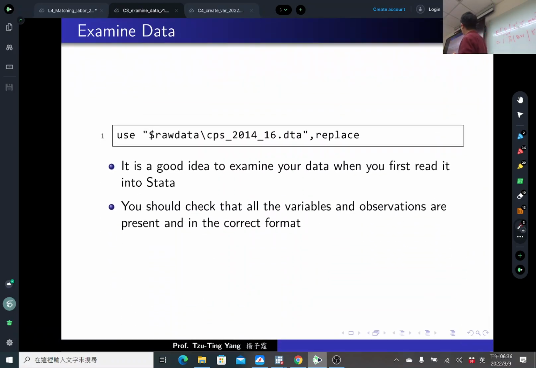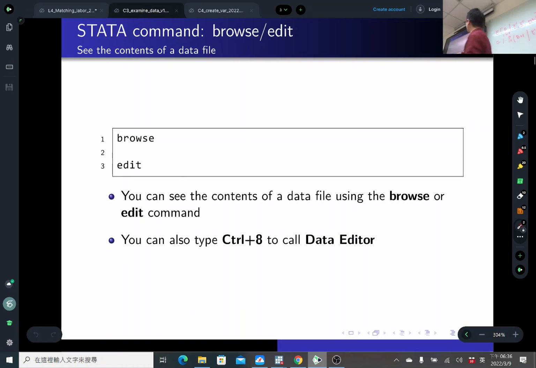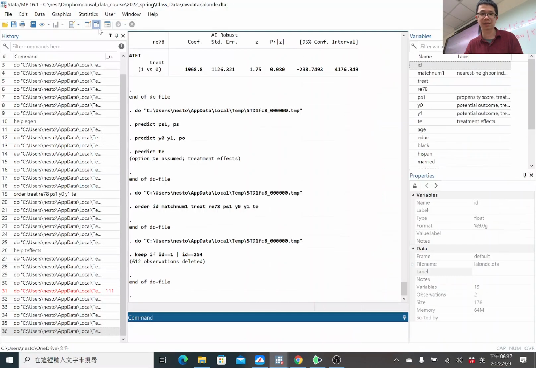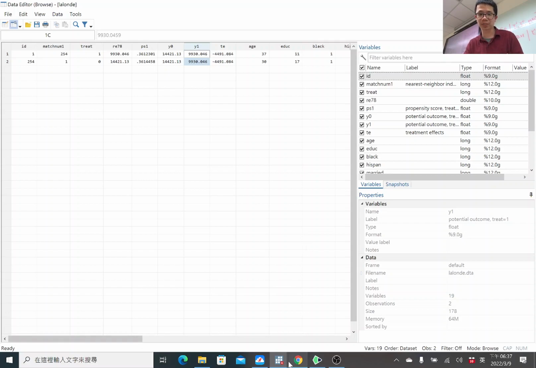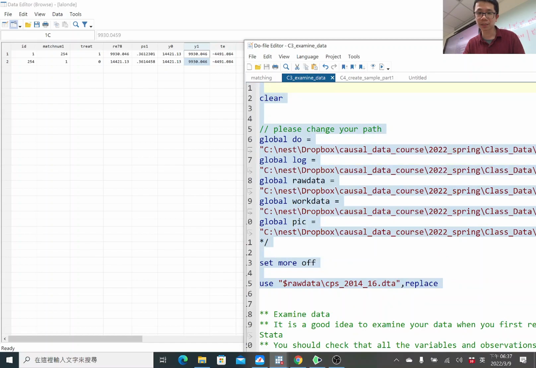So open your data, okay. And the first thing, you can type browse and edit. They will directly show the data set, the browse. Okay, let me clean this.